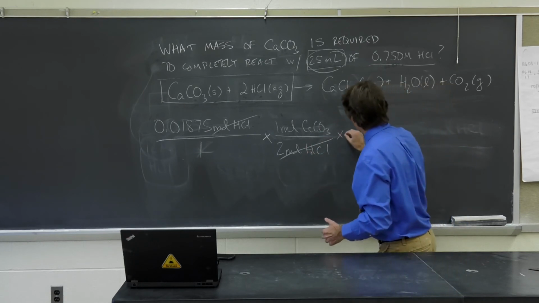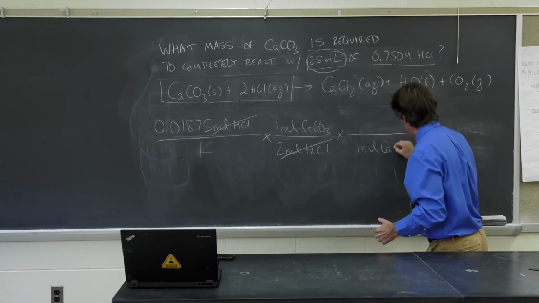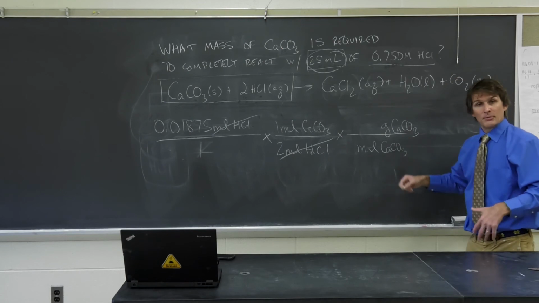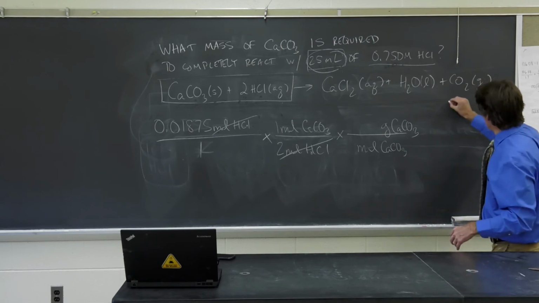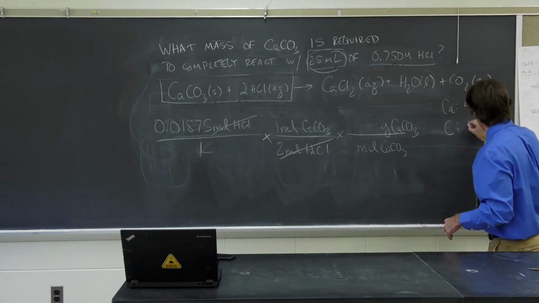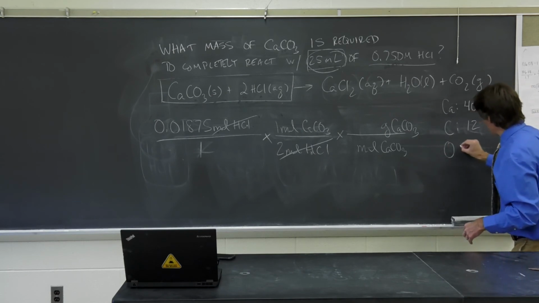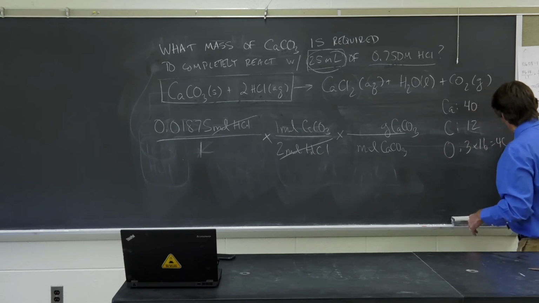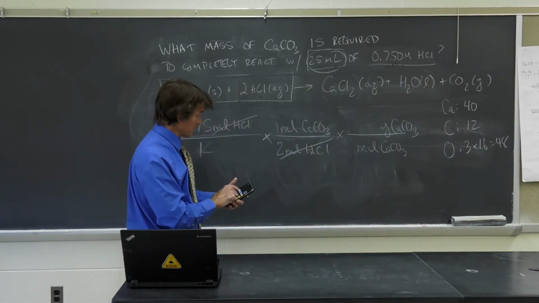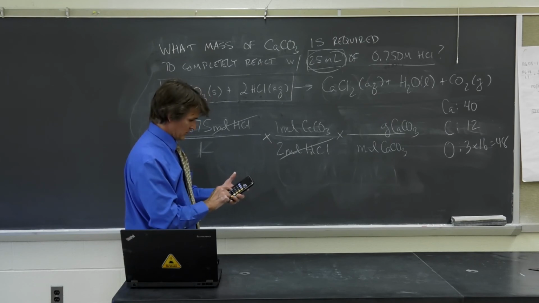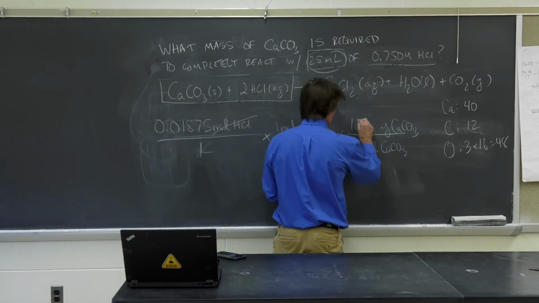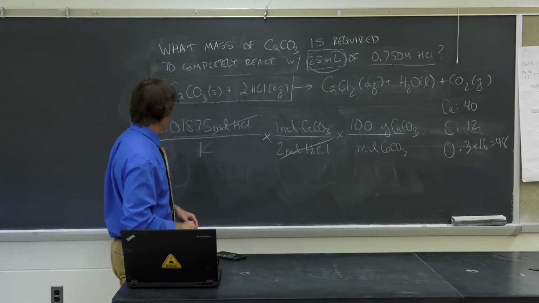I want to know the mass, so I'm going to need to convert my moles of calcium carbonate into grams of calcium carbonate. And of course, we do this conversion by looking at the atomic masses on the periodic table. Calcium is roughly 40 grams per mole. Carbon, there's one of those, 12 grams per mole. And with oxygen, we've got 3 times 16, that's 48 grams per mole. What does that come out to? About 100, doesn't it? 40 plus 12 plus 48, yep. That's 100 grams of calcium carbonate for every mole of calcium carbonate.